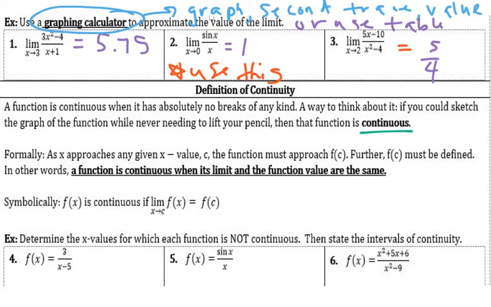So if we're going to formally define this idea of continuous, we're saying as x approaches any x value, we're going to call that x value c, the function must approach f of c. And that value has to be defined. So what we're saying is what's happening to the left of the function, what's happening to the right of the function, and what's happening exactly in that instant of c is the same. So the function value is the same, and the limit from the left and the right are both equal to that particular value. So symbolically, f of x is continuous if the limit as x approaches c of f of x is actually just what you get when you plug c into that function.